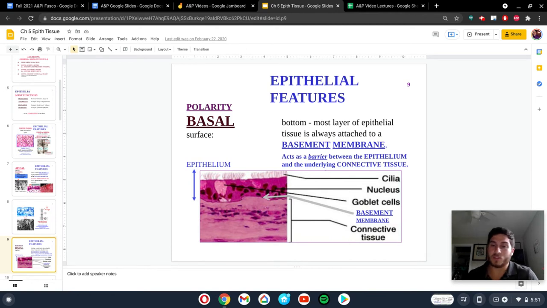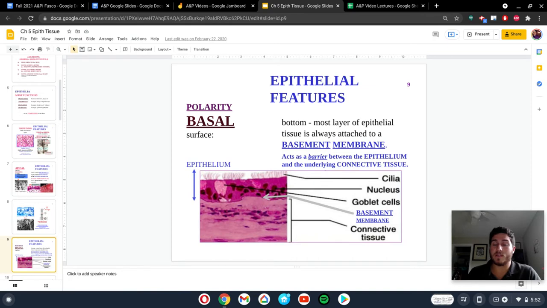That way your house doesn't just, you wake up in one town and then you go to sleep and wake up the next day in another town because your house rolled away. It's not how it works. It's attached to a basement, also known as a basement membrane here. This is going to act as a barrier between the epithelial tissue and the underlying connective tissue.